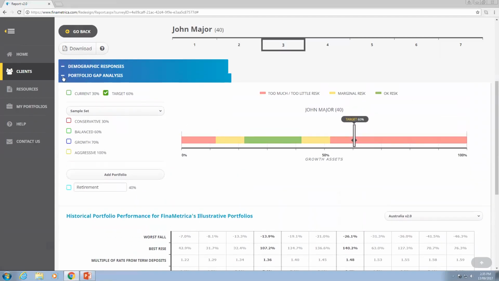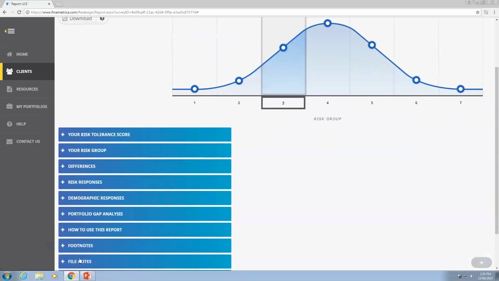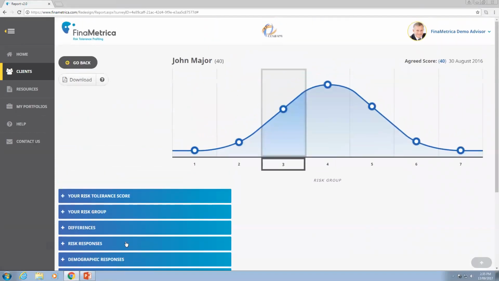That brings me to the end of the portfolio gap analysis. As said, everything after that is just self-explanatory. There's footnotes, there's file notes. This is in regards to saving file notes if you're changing the agreed score, and a signature section. And the report can be easily printed and downloaded by clicking the download button up here and save for your reference.